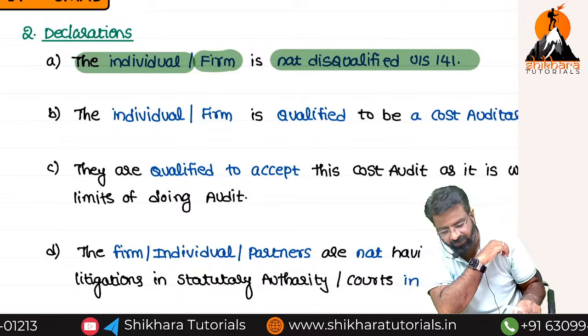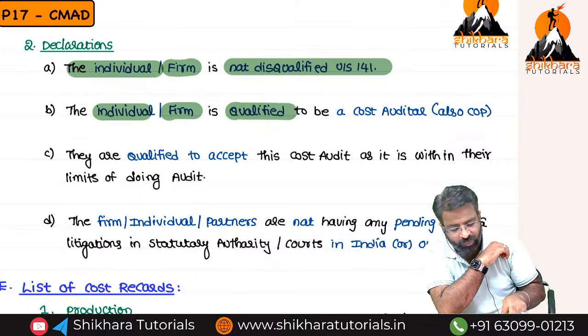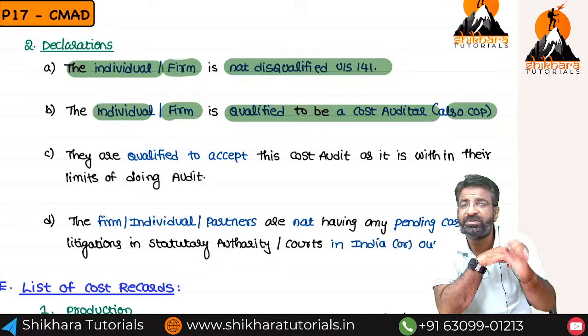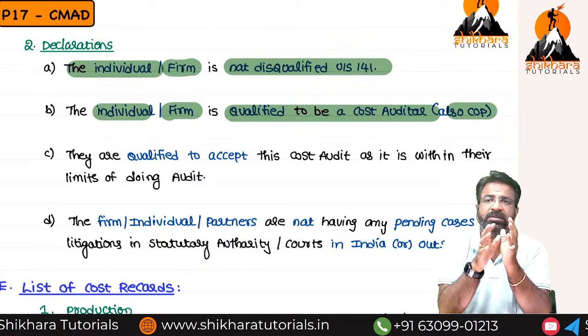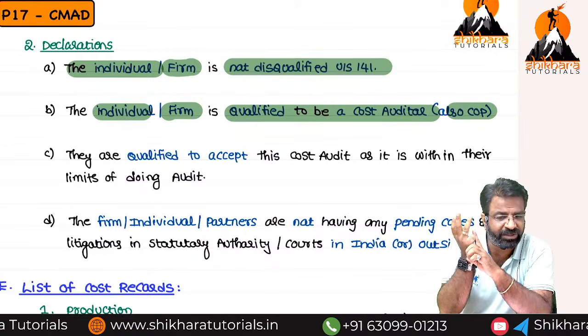Can you read the second one, what I'm saying? My individual or my firm is qualified to be your what? We all are what holders? COP holders. What is COP? Certificate of Practice. So declaration number 1, we are not disqualified under section number.